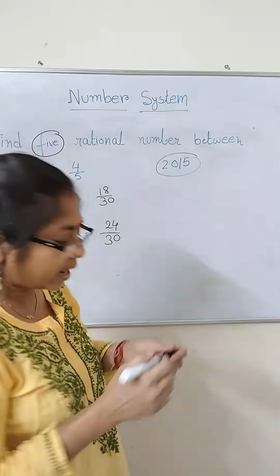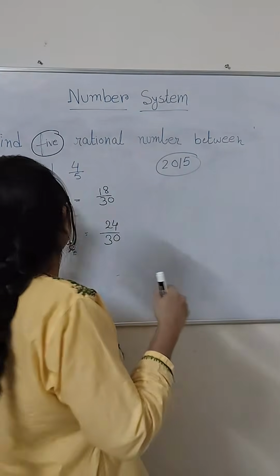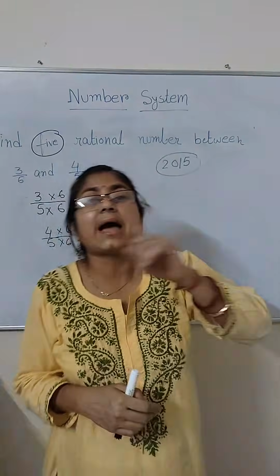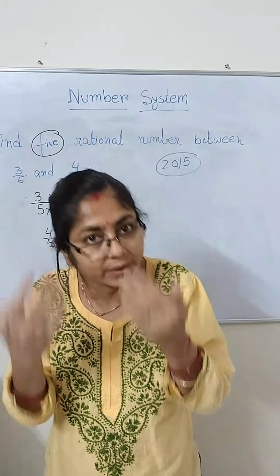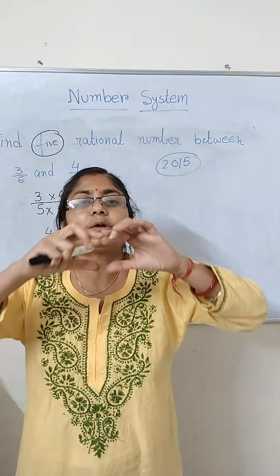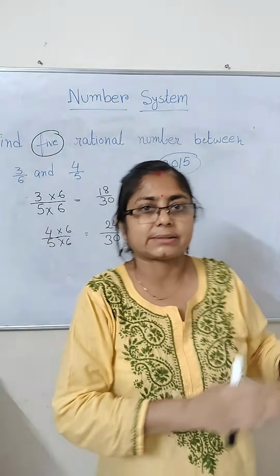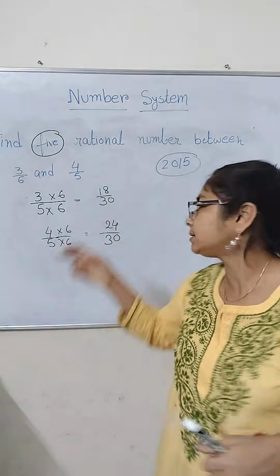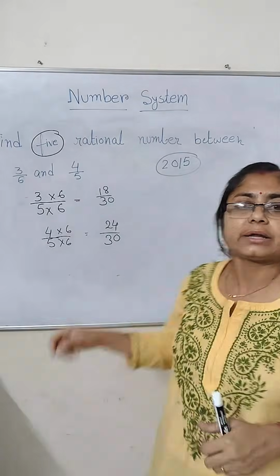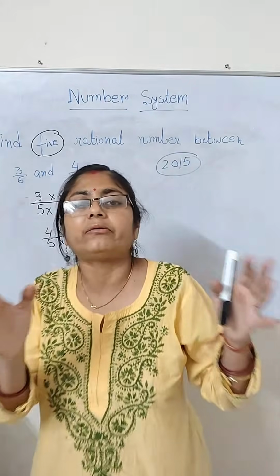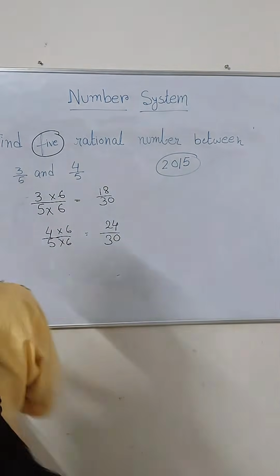Why I need this one? Because look, in the first fraction the outside number is 3 and the second number is 4. Between them you can't understand what number will come. So you make that span, मैंने span कर दिया, थोड़ा बढ़ा दिया, so that you can understand. Okay, I check that now your range is 18 by 30 starting point and 24 by 30 is the ending point. Between that range you can write any numbers, but I need 5 numbers, so I can write in this way.